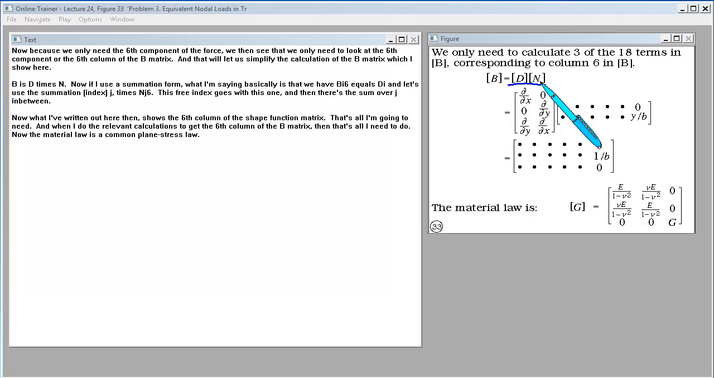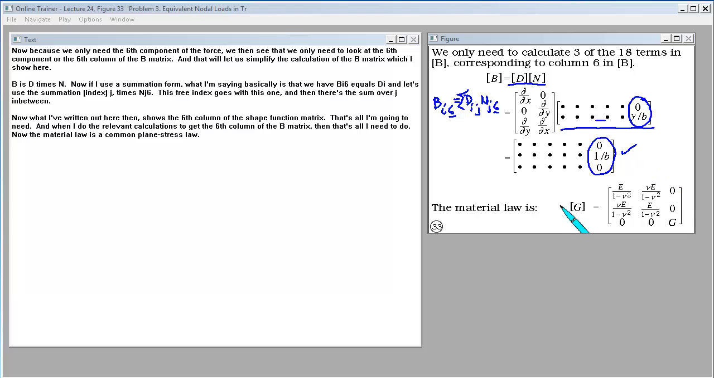Now, if I use a summation form, what I'm saying basically is that we have Bi6 equals Di, and let's use a summation J times Nj6. This free index goes with this one, and then there's a sum over J in between. Now what I've written out here then shows the 6th column of the shape function matrix. That's all I'm going to need, and when I do the relevant calculations to get the 6th column of the B matrix, then that's all I need to do.